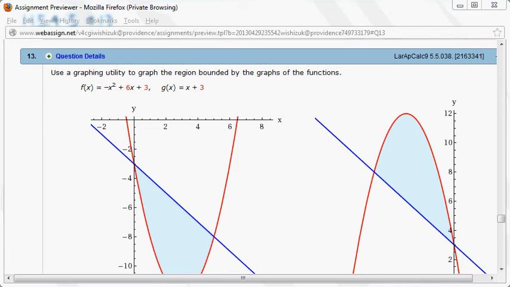Alright, let's look at homework 5.4, 5.5, number 13. It says to use a graphing utility to graph the region bounded by the graphs of these functions, f of x and g of x. Graphing utility is too easy, so let's try to do it by hand.